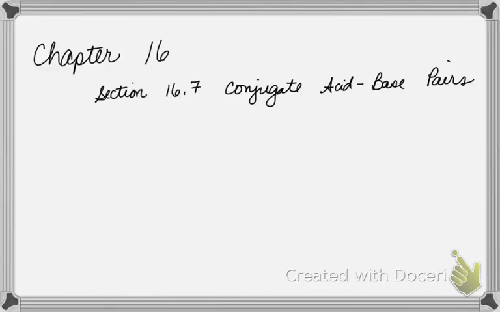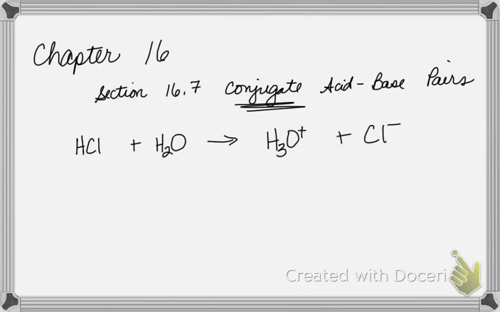Okay, continuing on with chapter 16, we're beginning in chapter 16.7. We started this chapter talking about conjugates. We labeled Bronsted-Lowry acids, and we labeled a Bronsted-Lowry base. Recall doing this at the beginning of the chapter.